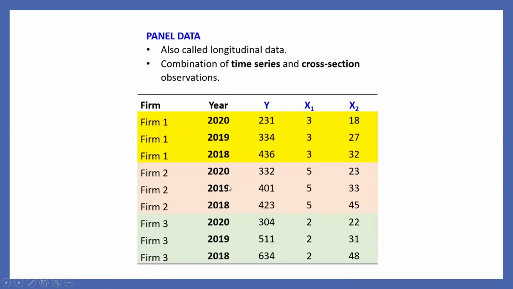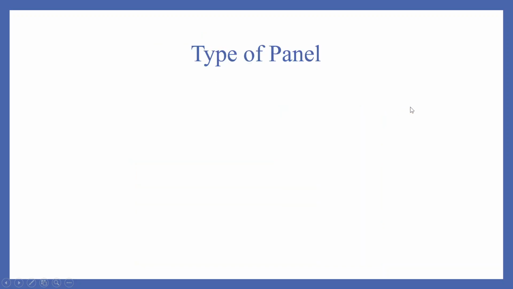Panel data is the combination of cross-sectional plus the time series data. It is also called the longitudinal data. So for Firm 1, we have data from 2018, 19, 20. Similarly, for Firm 2, 18, 19, 20. Firm 3, 18, 19, and 20. Again, y is a dependent variable, x1 and x2 are the independent variables.